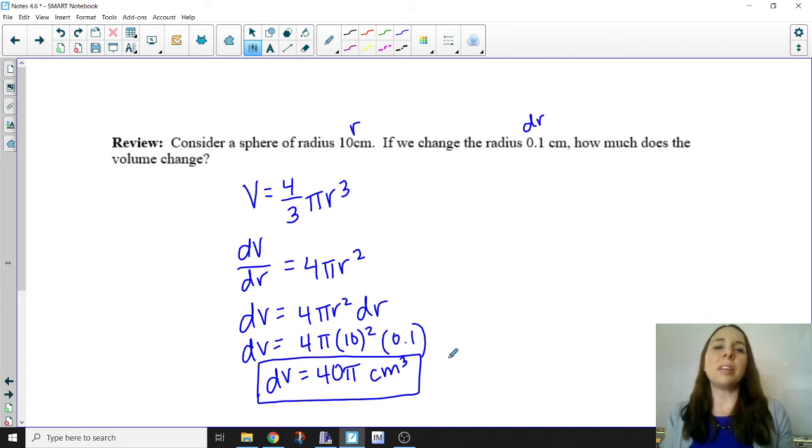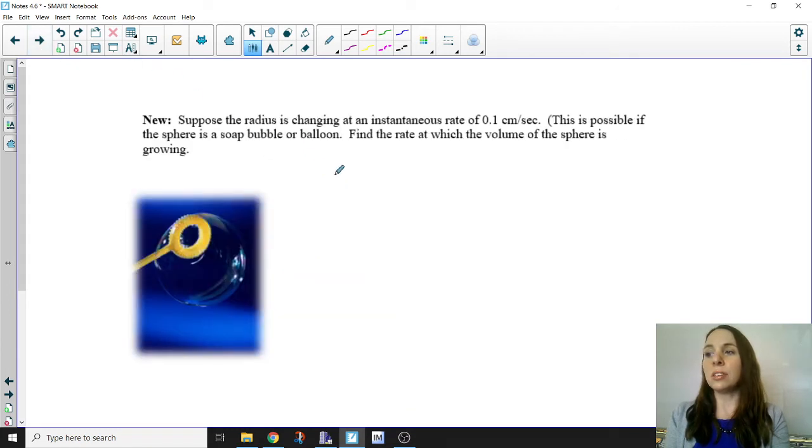So if you can calculate delta V, the question is, why do this? Why have this differential approximation? Well, one of the answers to that is that it allows us to do something like this. Take a look at the new problem. Suppose the radius is changing at an instantaneous rate of 0.1 centimeters per second. This is possible if the sphere is a soap bubble or a balloon. Think about it blowing up. The radius changes, all the measurements change as that bubble or balloon blows up, right? We are to find the rate at which the volume of the sphere is growing.